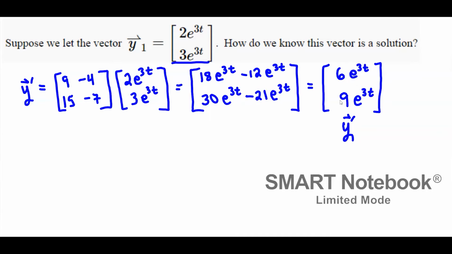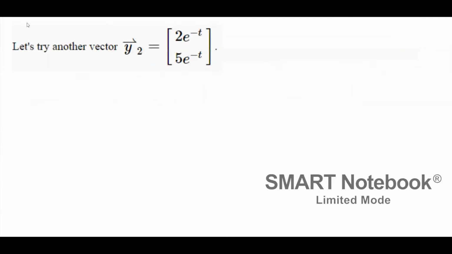All right, I'm going to show you how to get the solutions, but for now we're just going to check to see if we have solutions. You know, how do you check to see if you have a solution? So let's try this one. You might want to pause the video here and see if you can do this one yourself.